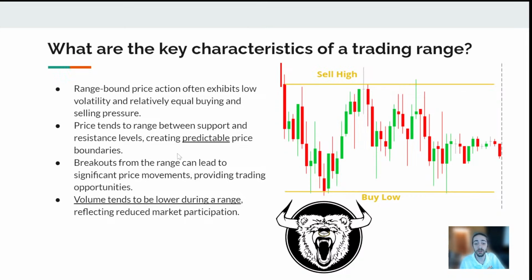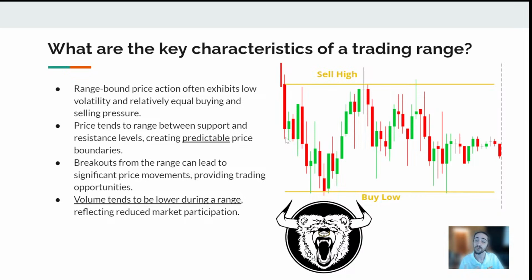Volume tends to be lower during a range, and we have to remember that because that reflects reduced market participation. And when we have reduced market participation, there's a good chance the bigger firms, prop traders, big traders are not trading a range, especially if it's on a smaller time frame, a 1 minute, maybe even a 5 minute. They might not even like that.